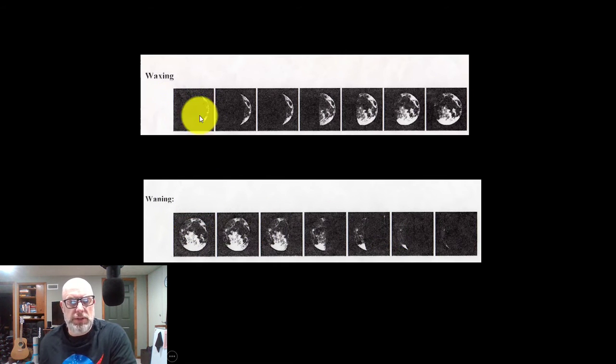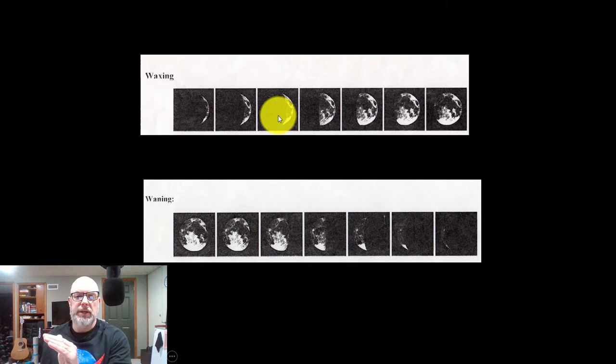You can see this is in chronological order going from left to right. As we go across from left to right, the illuminated portion increases across the face of the moon from the right to the left. And then waning is the opposite. The darkened portion increases across the face of the moon from the right to the left.